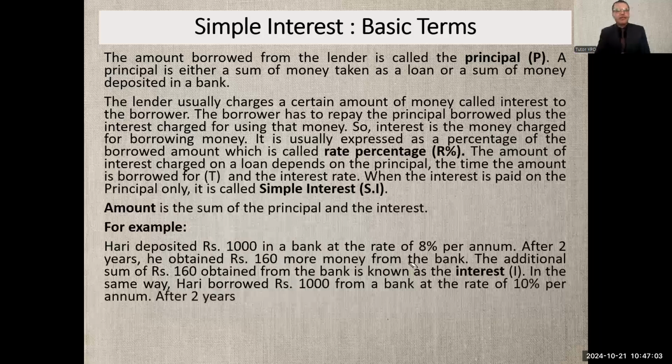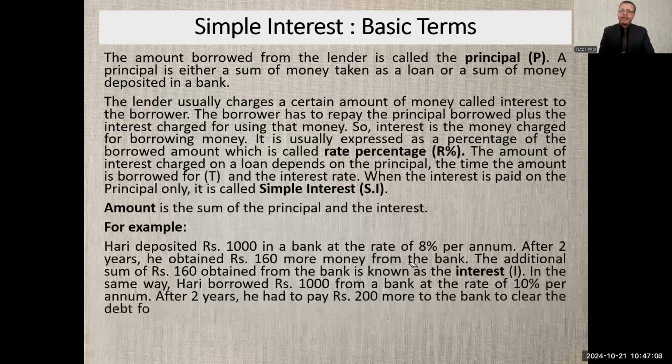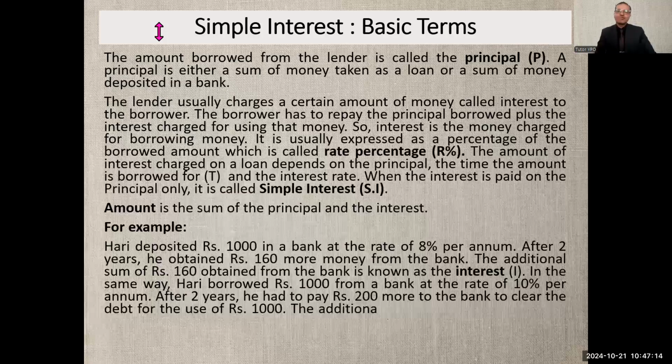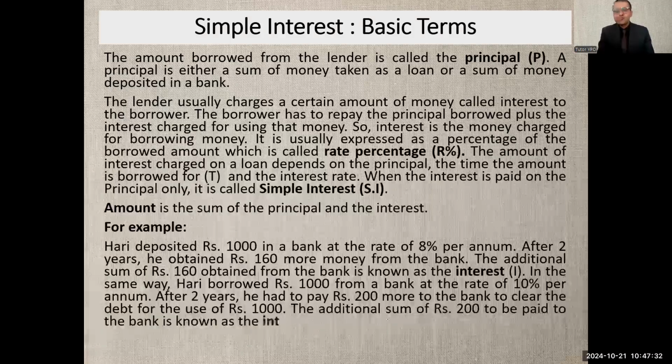In the same way, Hari borrowed rupees 1000 from a bank at the rate of 10% per annum, and after 2 years, he had to pay rupees 200 more to the bank to clear the debt for the use of rupees 1000. In this case, the additional sum of rupees 200 to be paid to the bank is known as the interest.